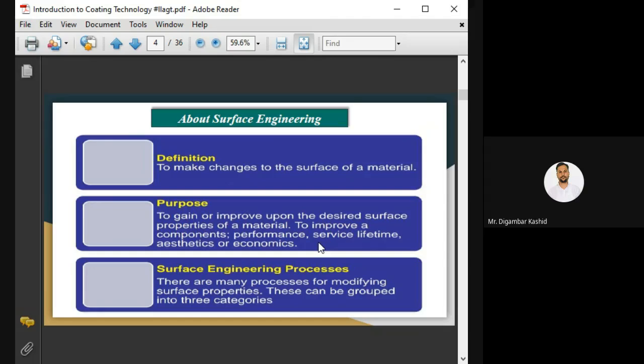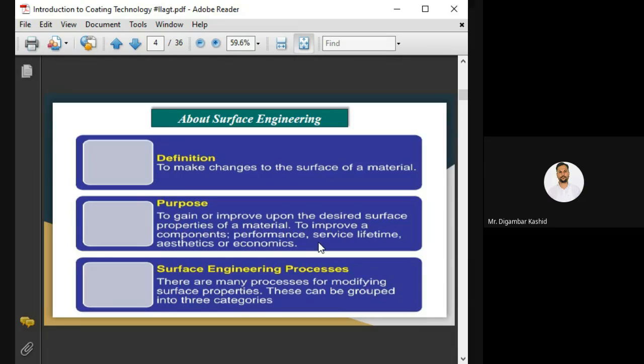Now, which are the different surface engineering processes? Okay, so this basic question may be arising in your mind. There are many processes in surface engineering. For what purpose?